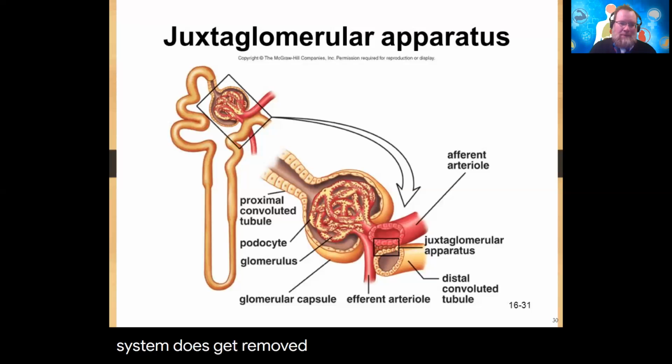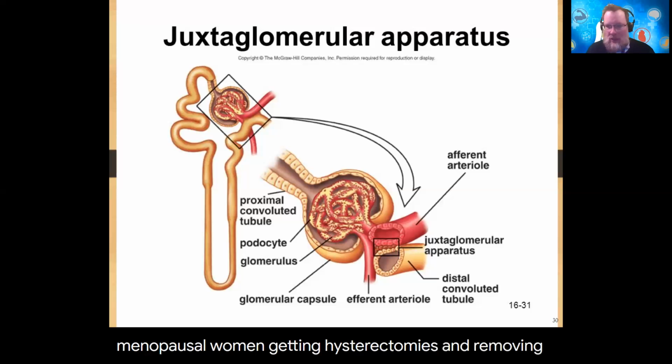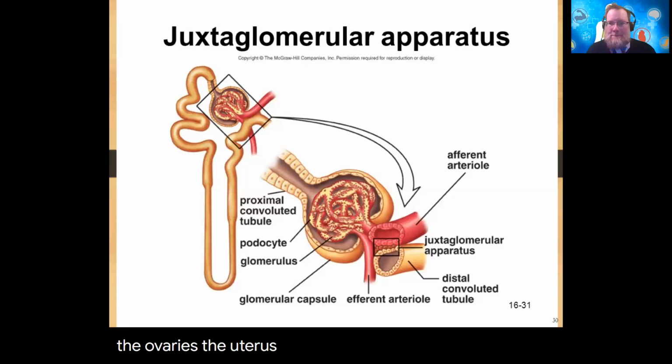We see, especially with menopausal women, getting hysterectomies, removing the ovaries and the uterus. And they live long and healthy lives even after a hysterectomy. We do see males getting vasectomies, and again, living healthy lives after the fact.